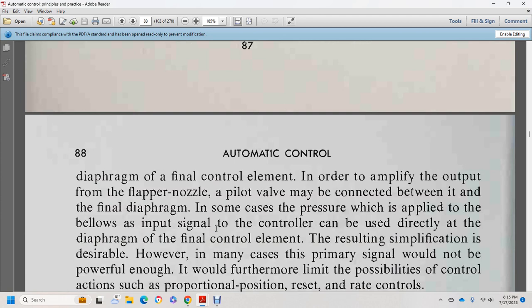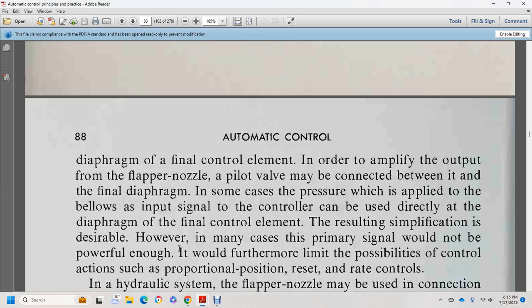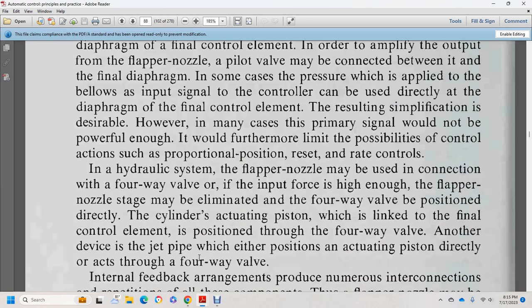in order to amplify the output of the flapper, now with the pilot valve. In most cases the pressure is applied to the bellows, and the input signal of the controller can be applied either directly to the diaphragm final control element, with the resulting simplification desired. However, in many cases the primary signal would not be powerful enough, so there is a further limit on the possibility of the control action: proportional, position, reset, and rate control of the hydraulic system.